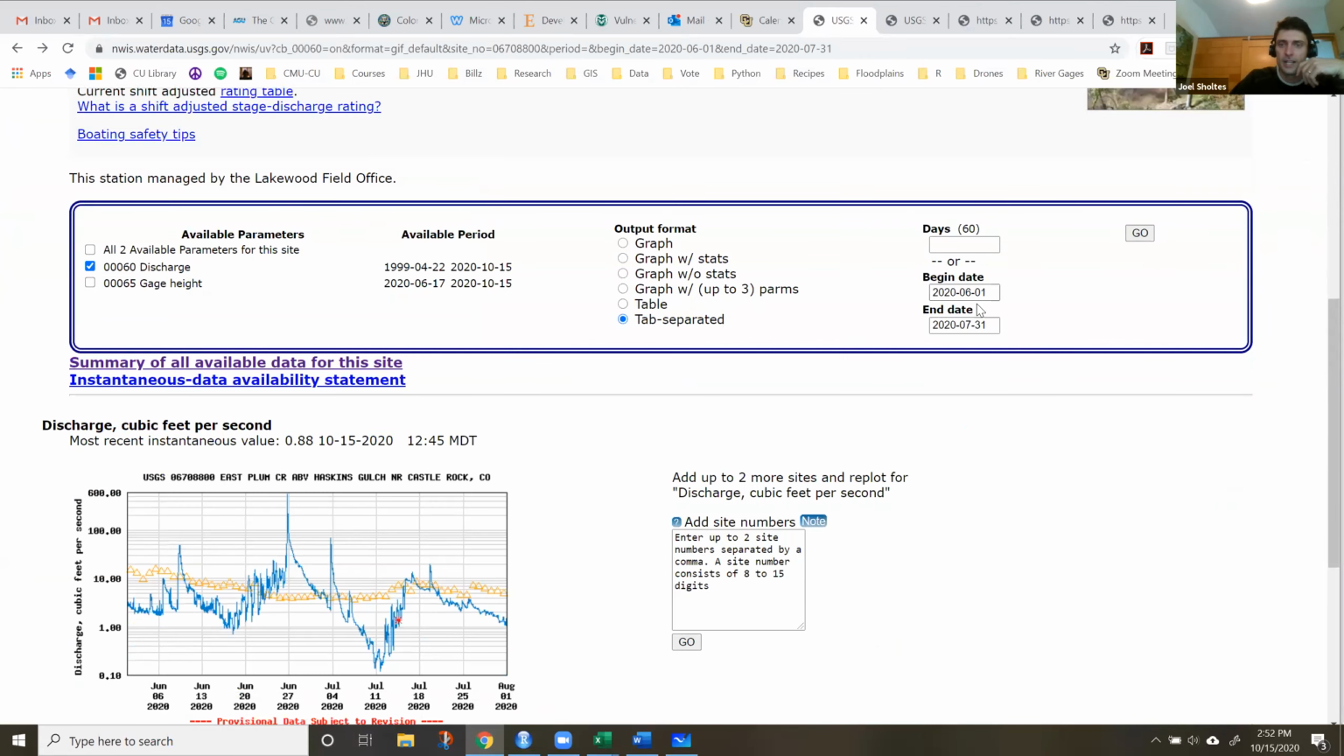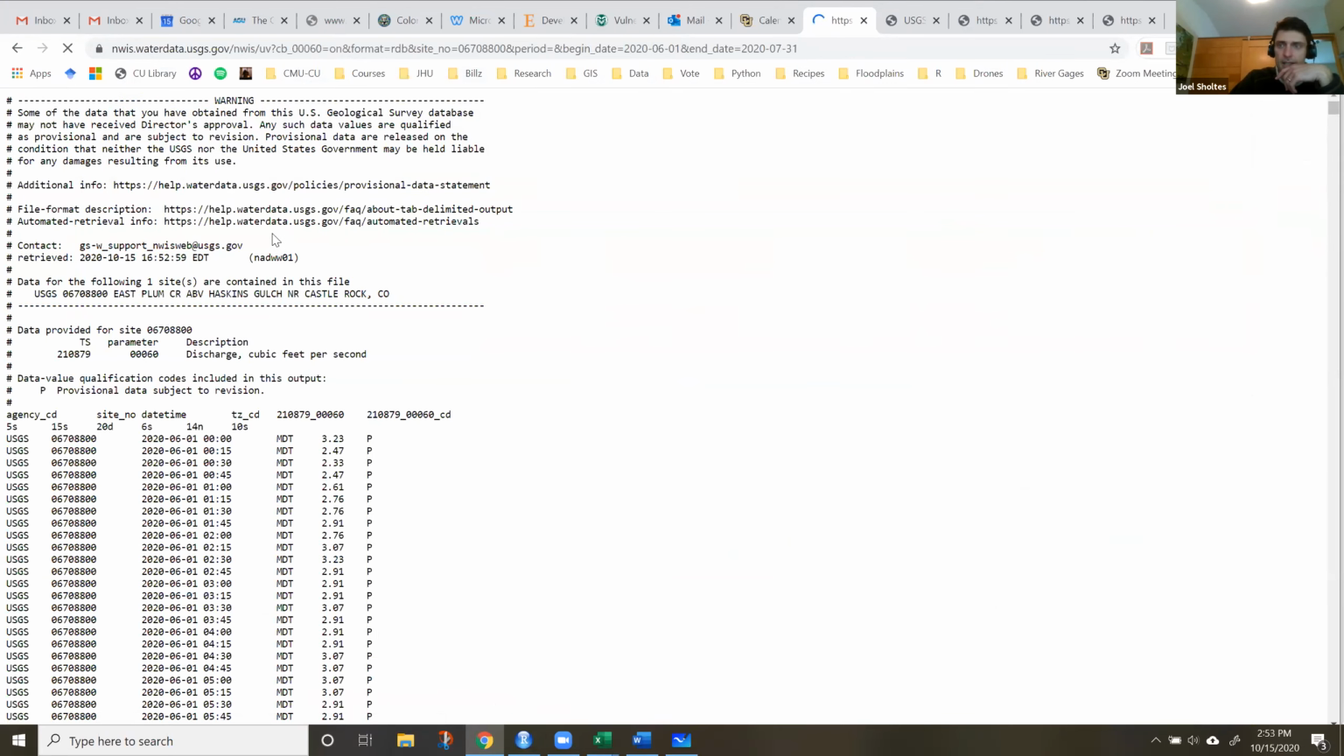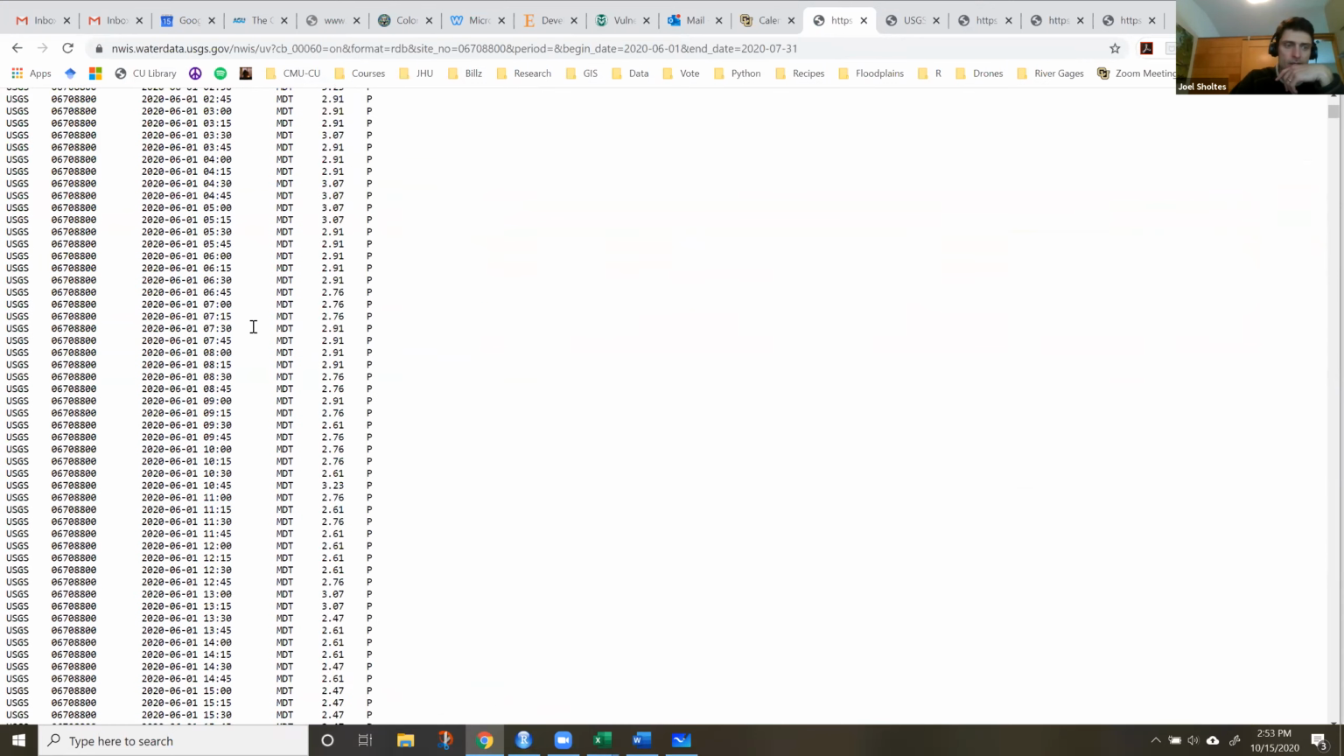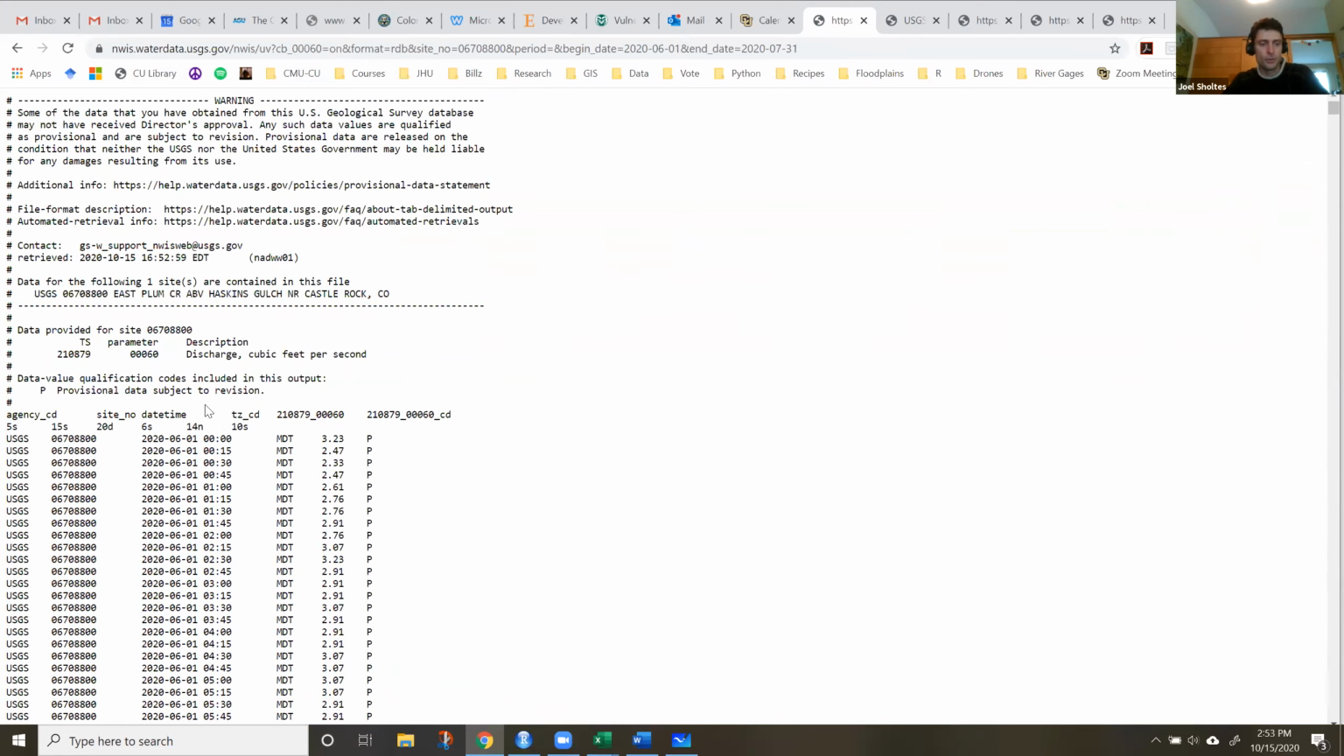But I picked the time series that I wanted. I put the dates in here, and it's that different date format. So I started at June 1st. I went to July 31st. Then I clicked on tab separated. And then I went to go. It takes a minute to load, and it just spits out these data. It's in tab separated form.